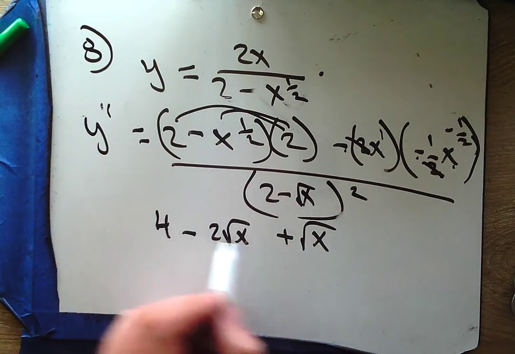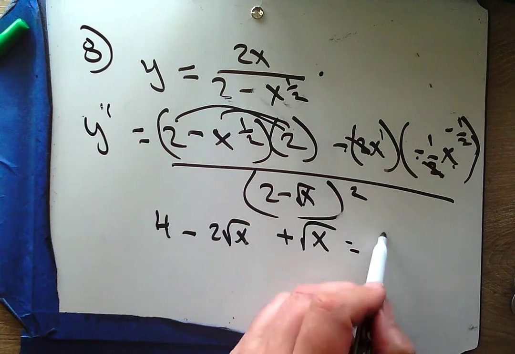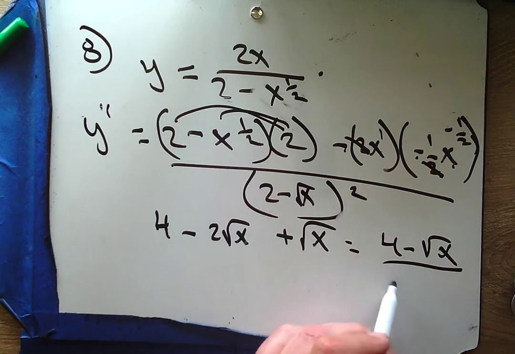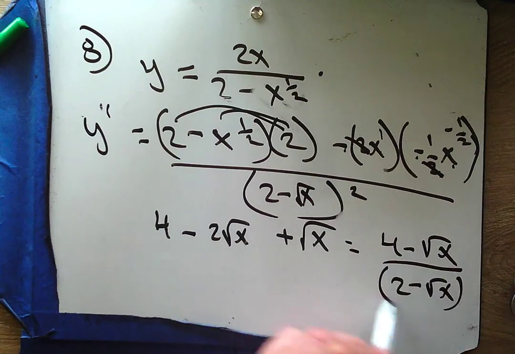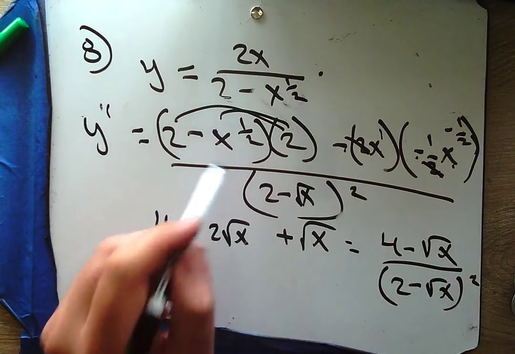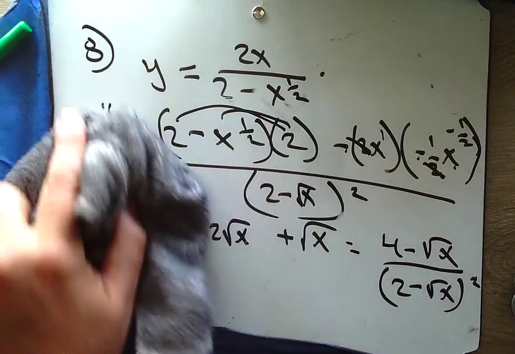So what's going to happen here when I combine like terms? I'm going to have 4 minus root x on top and (2 minus root x) squared on the bottom, and that's the answer on the worksheet. So, yep, go slow, take your time, remember your rules, practice your derivatives, life will be good.